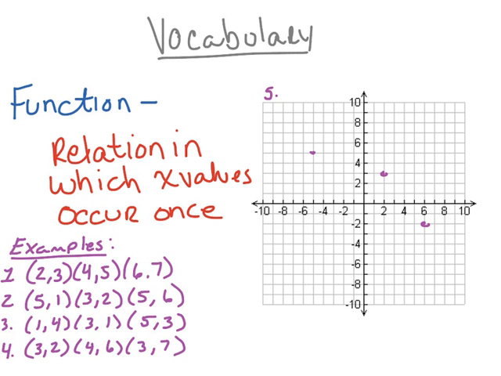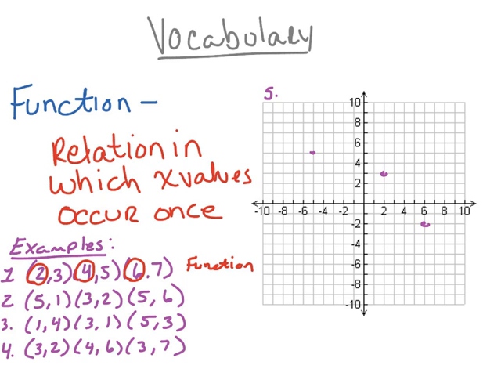If you look at example number 1, what we're doing is we're looking at the x's. I'm looking at this x here, this x here, this x here. Notice how none of those x's repeat. Therefore, we can call this set of ordered pairs a function. So this one is a function.